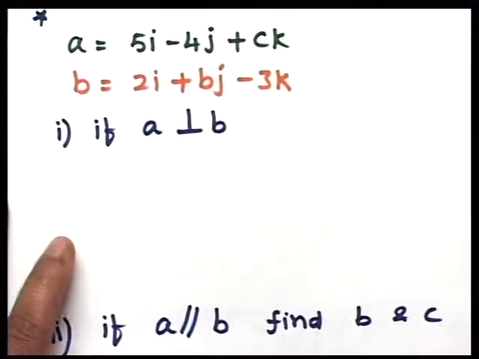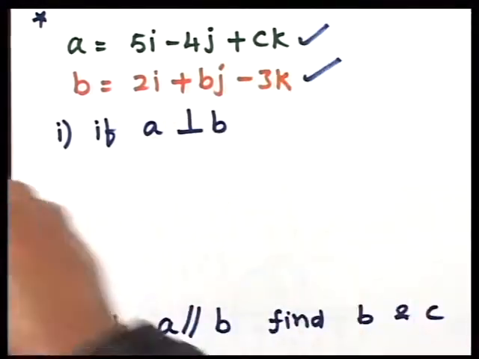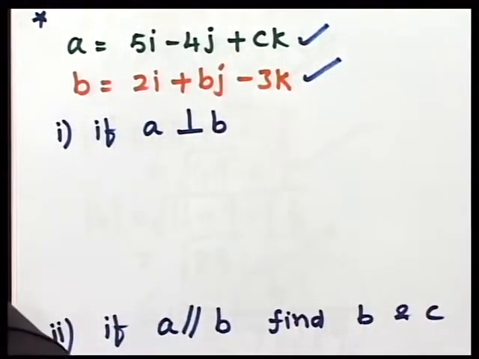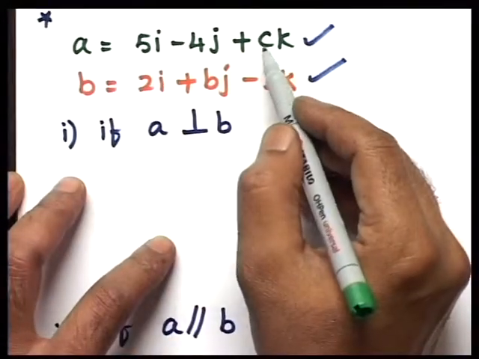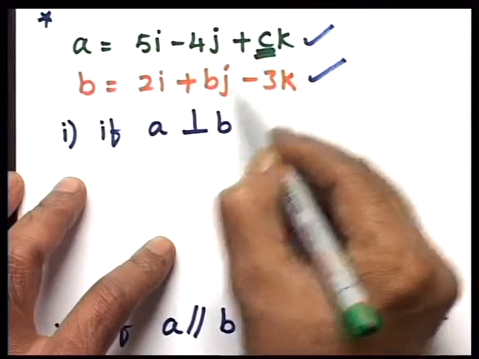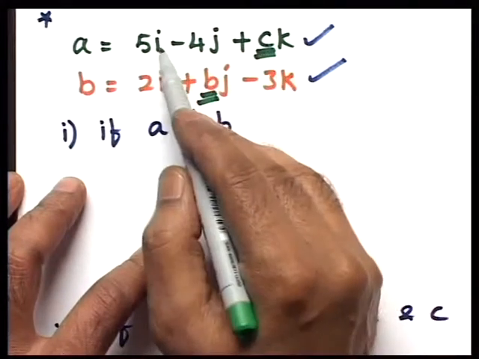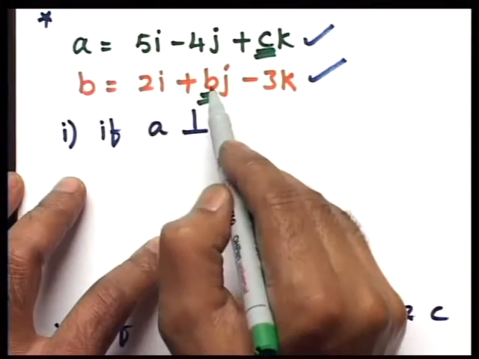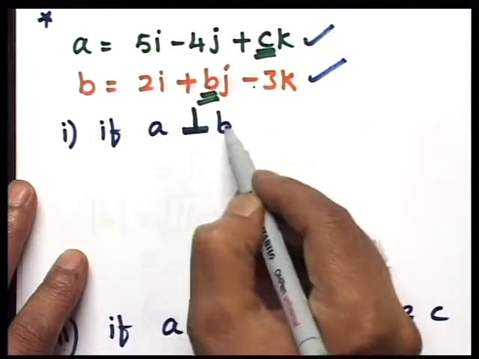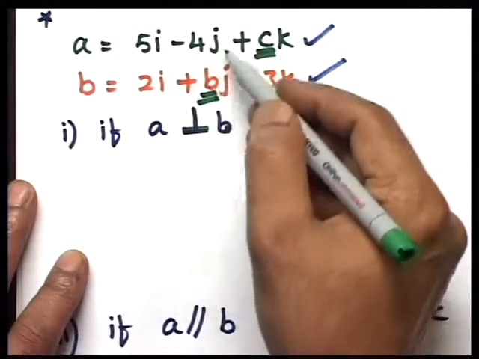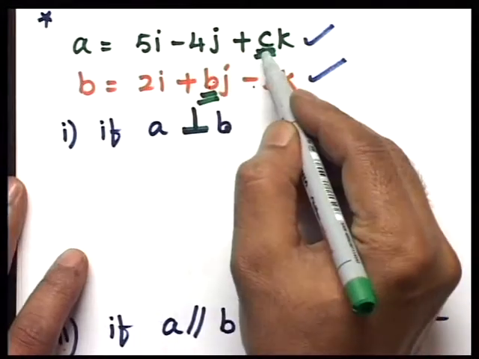It says, two vectors are given to me, A and B, and what they asked me to do was find a relationship between C and B. Look, we do not have any numbers there, right? That's 5 for C, 2, B and minus 3. If A is at right angles to B, if the angle between them is 90, they want us to find a relationship between B and C.